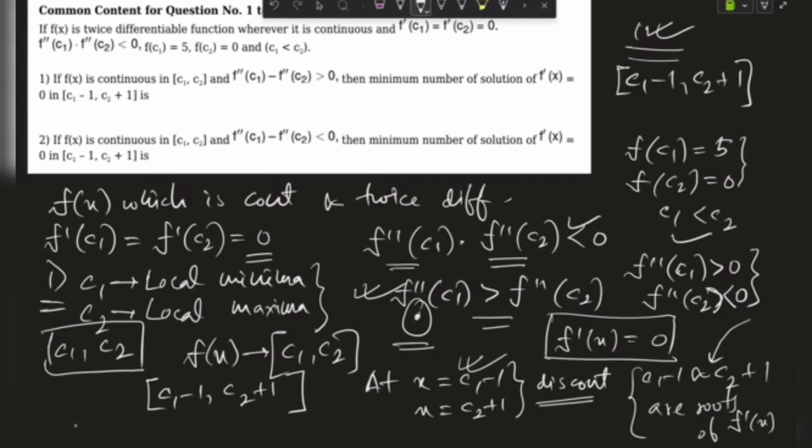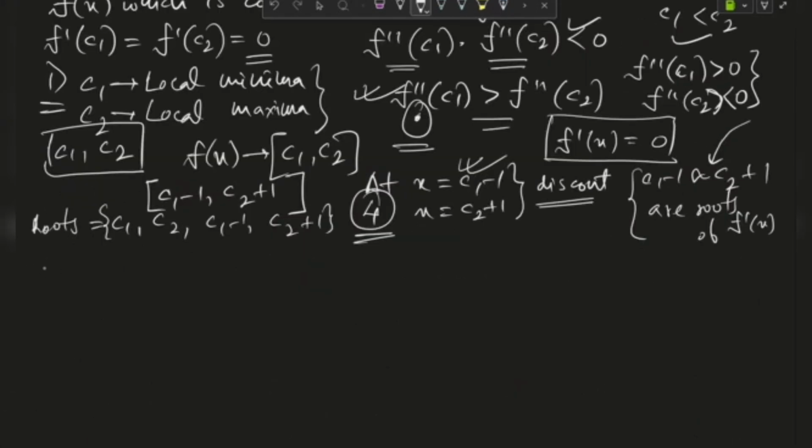So I guess no more roots, and so our work is done. Basically we have to find out the minimum number of solutions, and this is what we can ascertain from the given conditions. So our roots are basically c1, c2, c1 minus 1 and c2 plus 1, these 4. So 4 is the first part's answer, and now I will tell you the answer to the second part. The answer to the second part will come out to be 2.